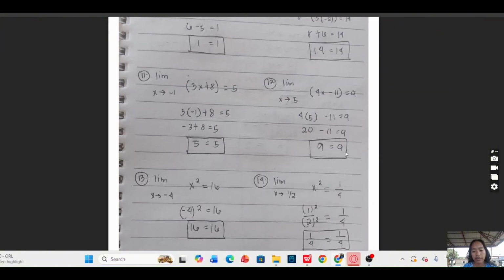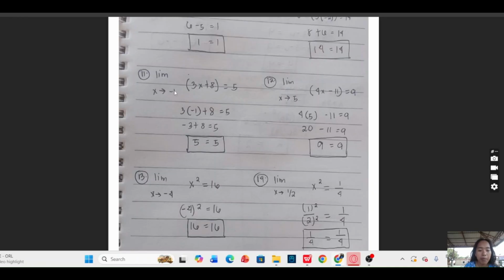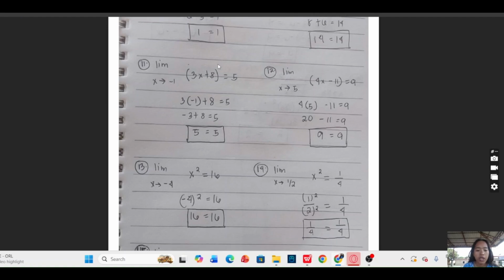So that is correct. Next is the limit of 3x plus 8 as x approaches negative 1 is equal to 5. So let's just solve this. Let's change x into negative 1. So that would be 3 times negative 1 plus 8, and then that would be negative 3 plus 8. Negative 3 plus 8 is 5. So 5 is equal to the other side, which is also 5. So that is also correct.